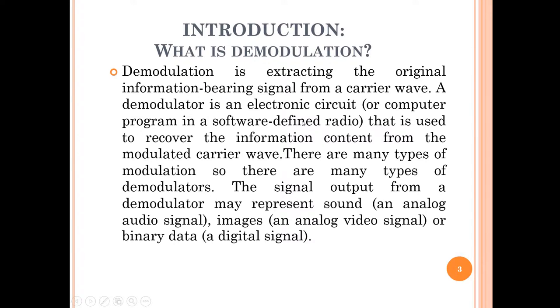Now, what is demodulation? Demodulation is extracting the original information bearing signal from a carrier wave. A demodulator is an electronic circuit or a computer programmed in a software-defined radio that is used to recover the information content from the modulated carrier wave. There are many types of modulation, so there are many types of demodulators. The signal output from a demodulator may represent sound, an analog audio signal, images, or binary data.